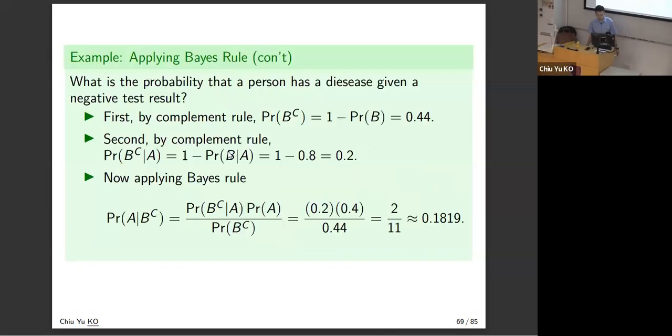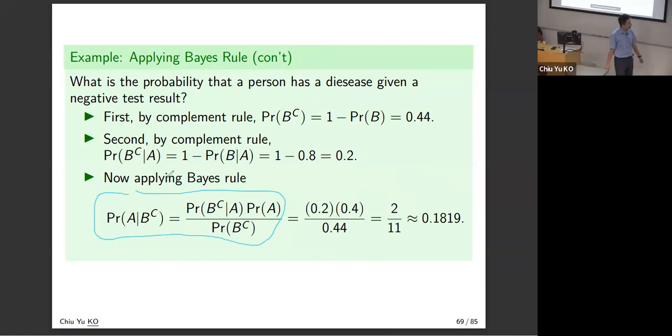So what will be next is, this is also what you care about, right? If you have a negative result, what is the likelihood of no disease? So you can just apply the Bayes rule here, right? I don't think you have a problem with this guy, because this is exactly the formula we applied. If you don't know, just go back and check.